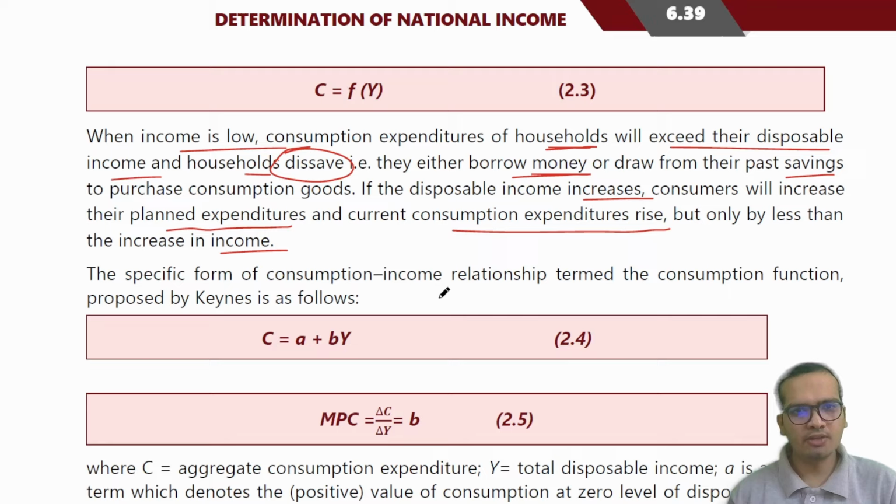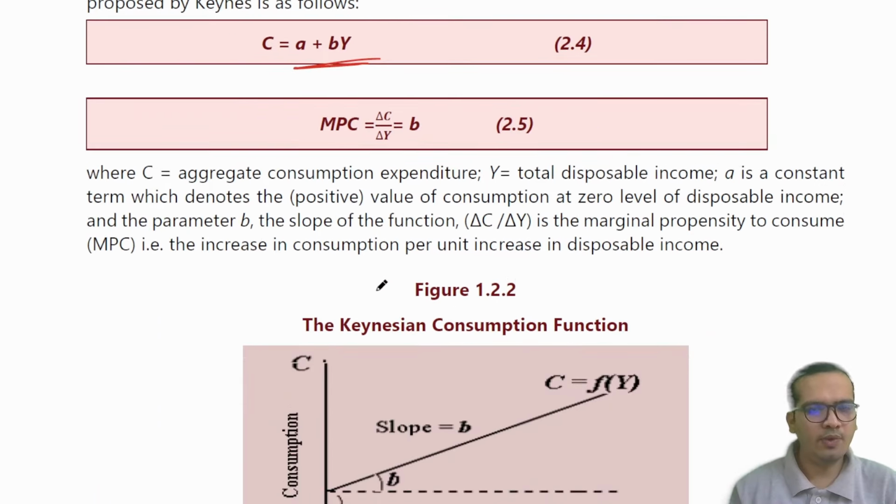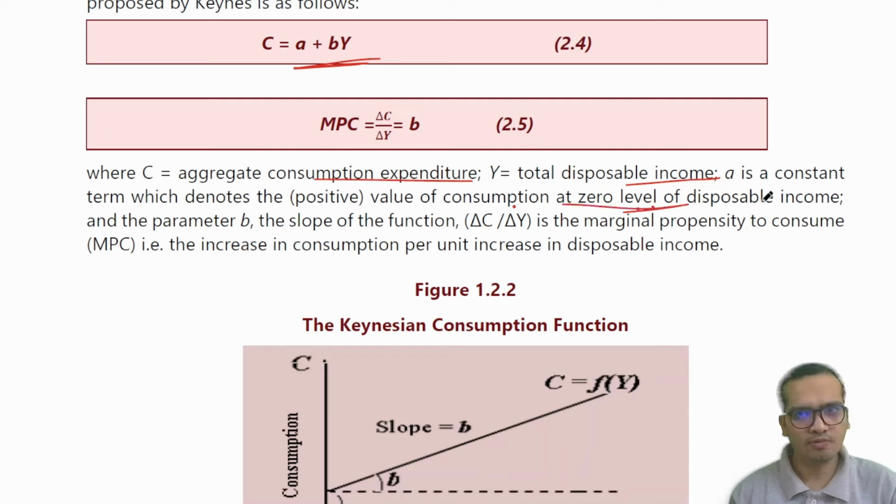The specific form of consumption income relationship, termed the consumption function, proposed by Keynes is as follows: C equals A plus BY. Again we have MPC equals delta C divided by delta Y, that is equal to B, where C equals aggregate consumption expenditure, Y equals total disposable income, A is the constant term which denotes the positive value of consumption at zero level of disposable income. Mark this. And the parameter B is the slope of the function, this is called slope.